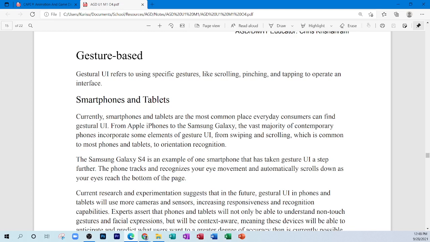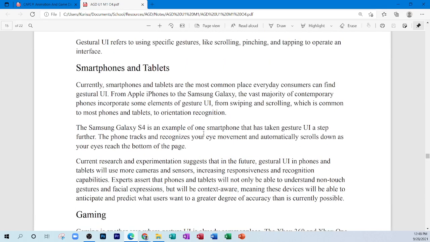So Zane, you want to start the reading for us? Let me see. Oh, you can read it up to the end of smartphones. Alright.